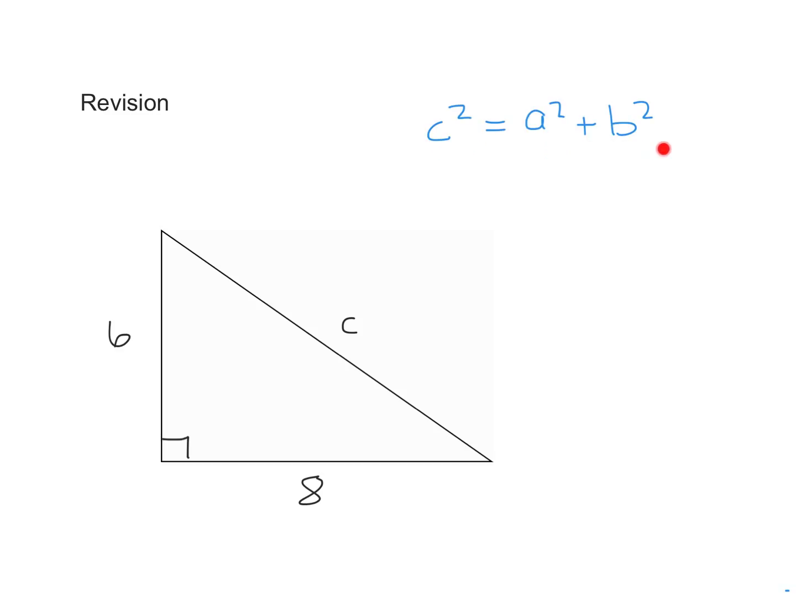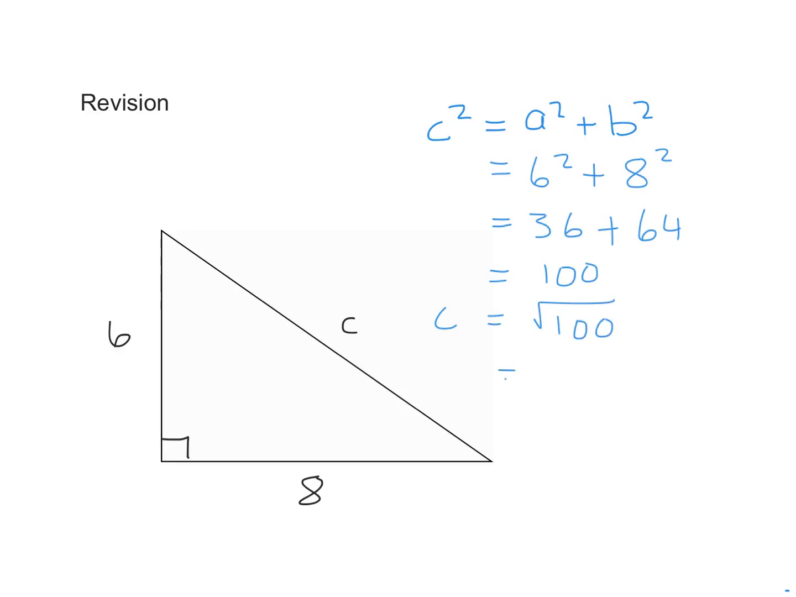Alright, well, this is Pythagoras' theorem, c squared equals a squared plus b squared. We need to find c, so we're going to go with 6 squared added to 8 squared. 6 squared is 36, and 8 squared, 8 8s are 64, and if we add those together we get 100, and therefore c is the square root of 100, and therefore c is equal to 10. So the value of c is going to be 10.